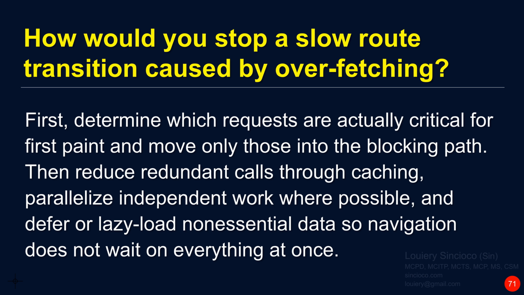How would you stop a slow route transition caused by overfetching? First, determine which requests are actually critical for first paint and move only those into the blocking path. Then reduce redundant calls through caching. Parallelize independent work where possible, and defer or lazy load non-essential data so navigation does not wait on everything at once.